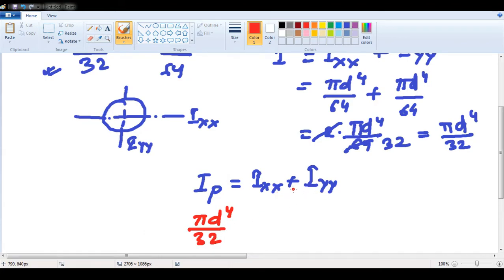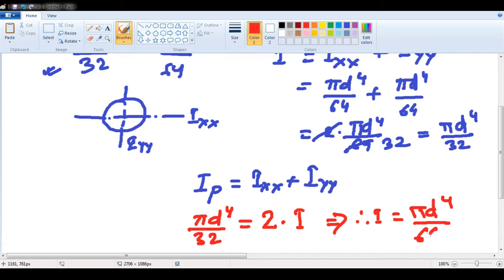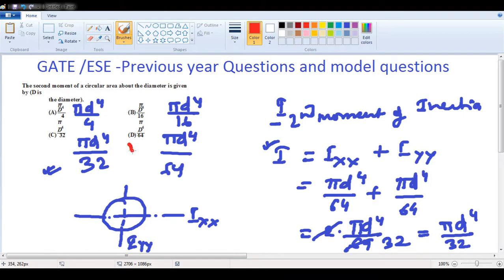So Ixx and Iyy are both the same no matter what. So I can write it as 2 times I, assuming Ixx and Iyy are equal to I, because the diameter is the same. So when you do this, 2 times the inertia gives the polar moment. So this is called the second moment of inertia. Therefore I will be pi d4 by 64. I hope this is clear to everyone. So here the answer will be option D, that is pi d4 by 64. So this is how a question has to be approached. Clear?